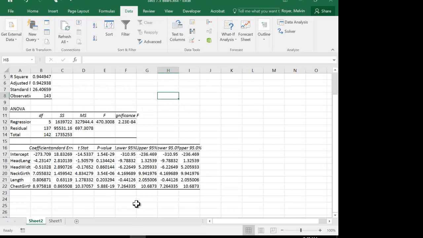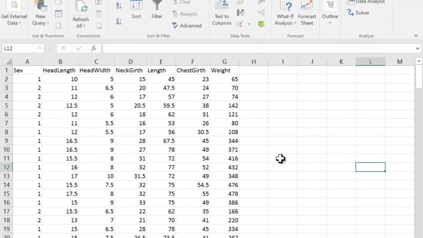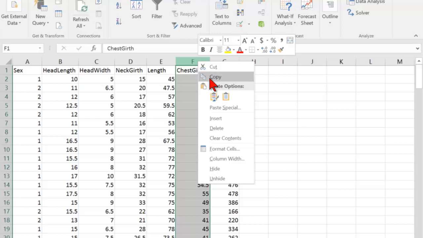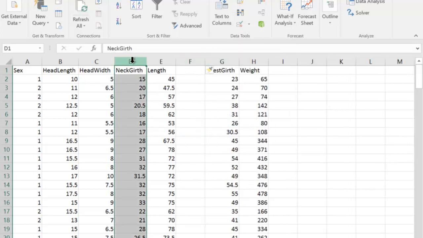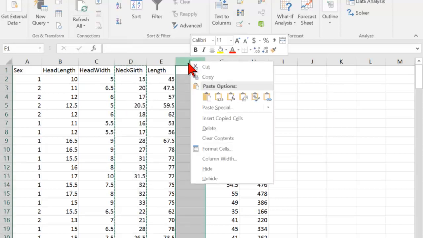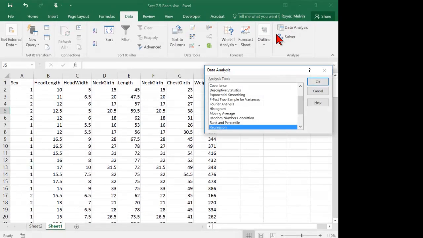So let's go back to our data sheet. And now I've decided that the 2 girths are the ones that I would like to use. When I do regression on Excel, the independent variables have to be side by side. And so if they're not, like they're not here, then I could open up a column and do some copying here so that the 2 girths are side by side. Now let's run regression.